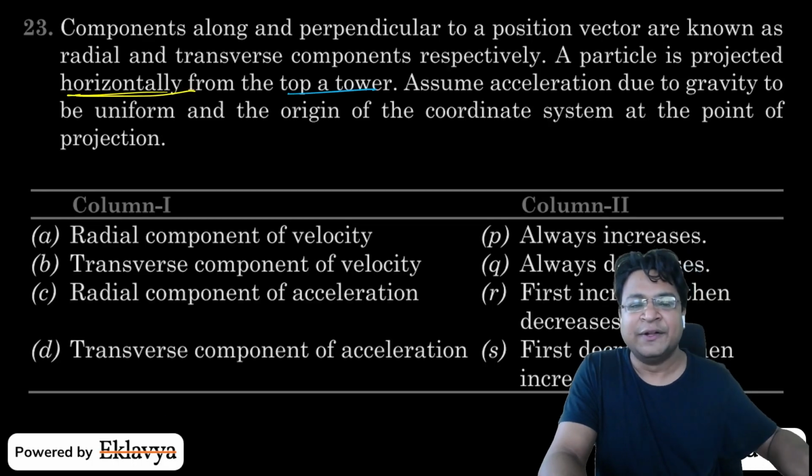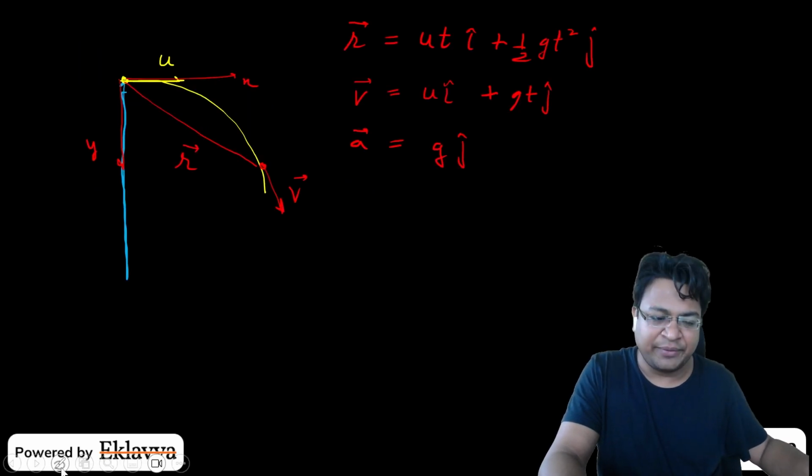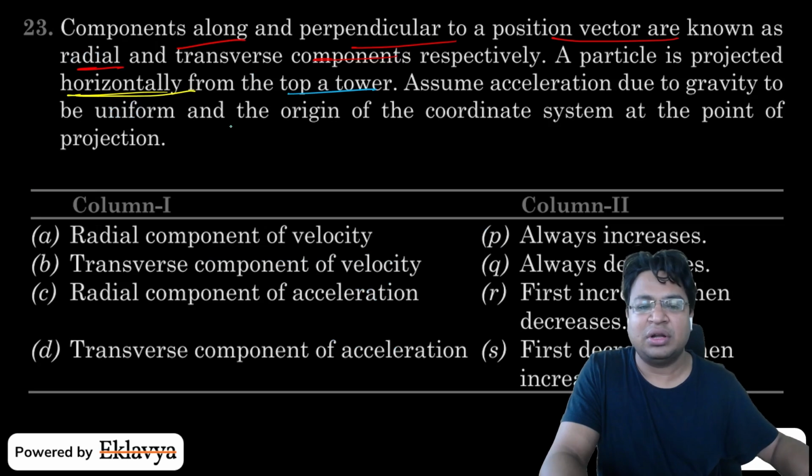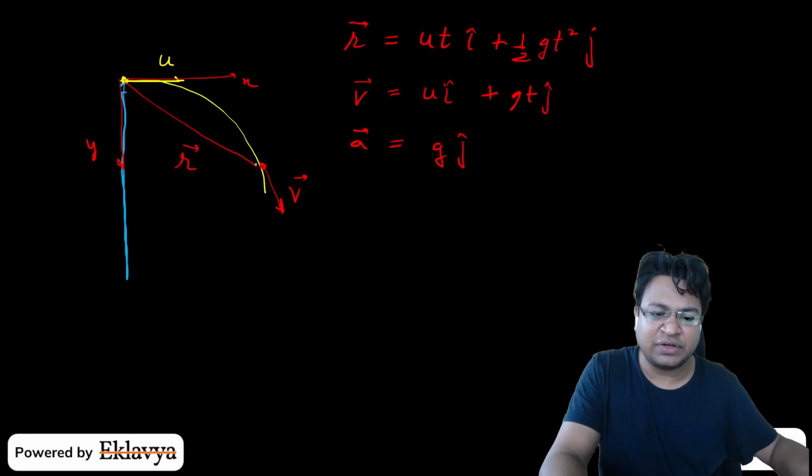Now let's go back and see. It says that the components along and perpendicular to the position vector are known as radial and transverse components respectively. So what are we talking about? Component along the position vector. So right now this r vector is the position vector. So a component in this direction is radial. Okay, a component in this direction is called the transverse.